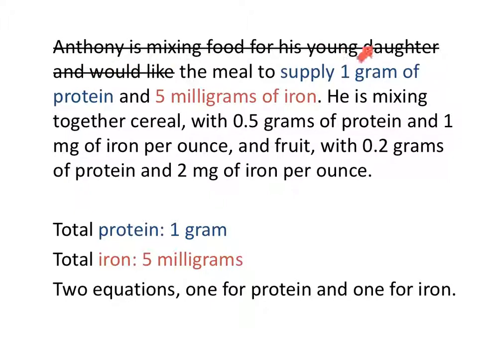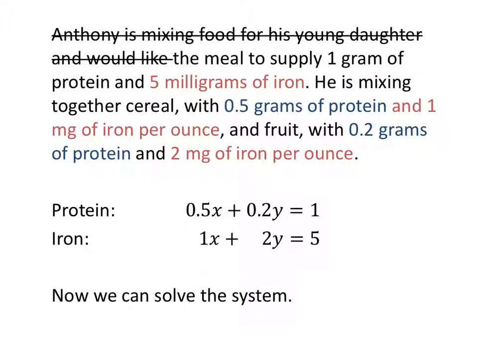Anthony is mixing food for his young daughter and would like, whatever. Not necessary information, that's just the setup. The meal to supply 1 gram of protein, 5 milligrams of iron. These are totals. A total supply of protein and a total supply of iron. So I know I'll have two equations, one that matches up the protein involved in cereal and fruit, and one that matches up the iron in cereal and fruit. So let's focus on each.